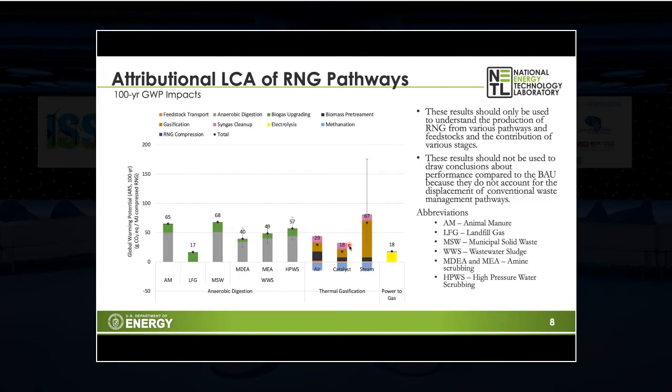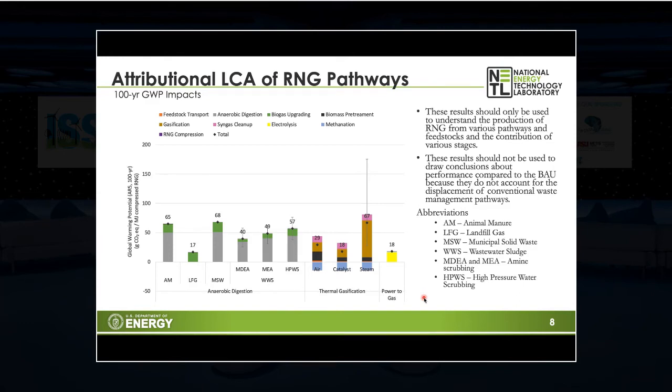Okay, so now that we understand the boundaries, units, and methods, let's look at the results from this LCA. First, we'll look at the results from just the attributional LCA, which means it does not include the waste management processes yet. The gate-to-gate GWP impact of the RNG pathways ranges anywhere from 17 to 68 grams of CO2 equivalents per megajoule of compressed RNG. However, these results should not be used to draw any conclusions yet because the introduction of waste management in the business as usual or consequential scenarios will change how we interpret these results.